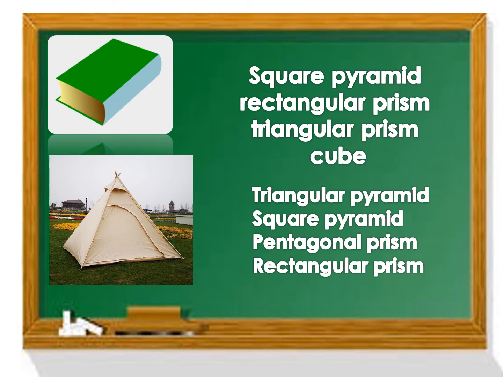Okay, let us continue, children. Number 5 is a book. What is the shape of a book? Square pyramid, rectangular prism, triangular prism, cube. And number 6 is a tent. What is the shape of a tent? Triangular pyramid, square pyramid, pentagonal prism, or rectangular prism. Okay, write your answer on a sheet of paper.